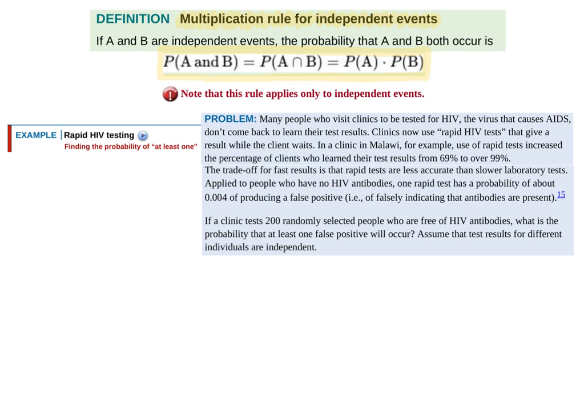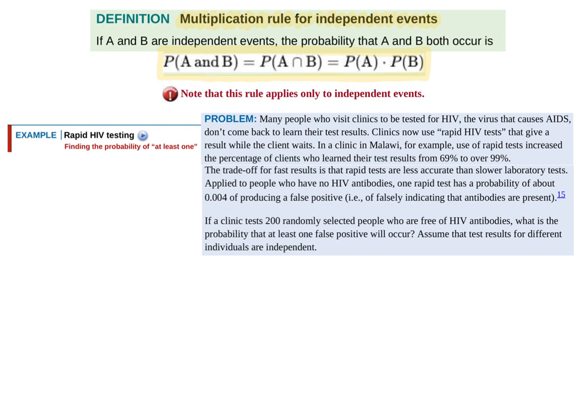This one's about rapid HIV testing. Many people who visit clinics to be tested for HIV don't come back to learn their results. Clinics now use a rapid HIV test that can give the results while the client waits. In a clinic in Malawi, for example, rapid tests have increased the percentage of clients who learn their test results from 69% to over 99%. The trade-off for fast results is that rapid tests are less accurate than slower lab tests. Applied to people who have no HIV antibodies, one rapid test has a probability of about 0.004, so less than 1%, of producing a false positive, falsely indicating that antibodies are present when they're not.